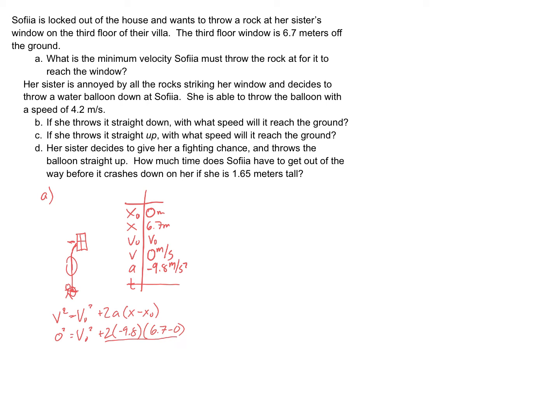I'm going to end up getting negative 131.32. So 0 equals v naught squared minus 131.32.